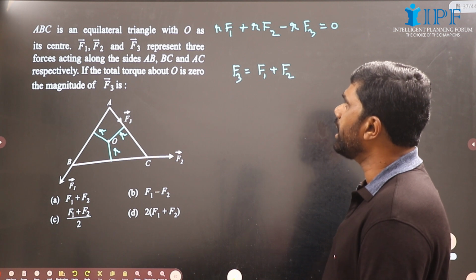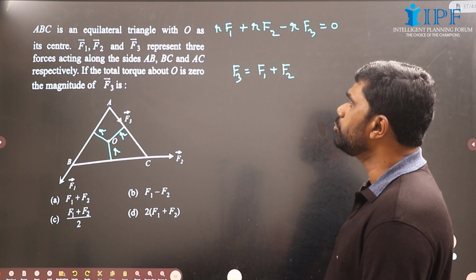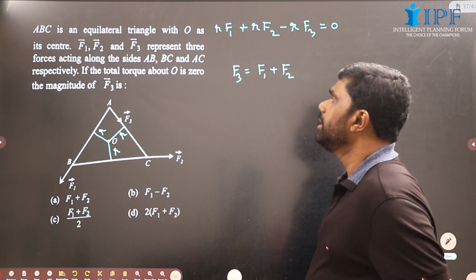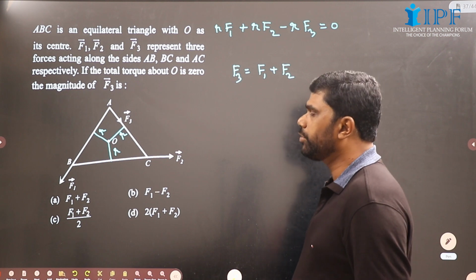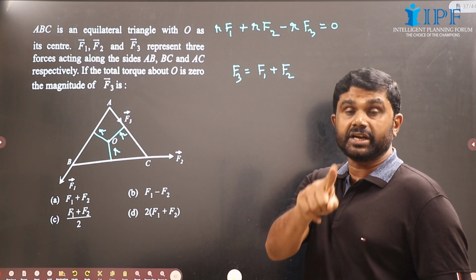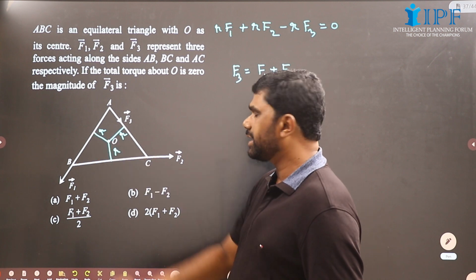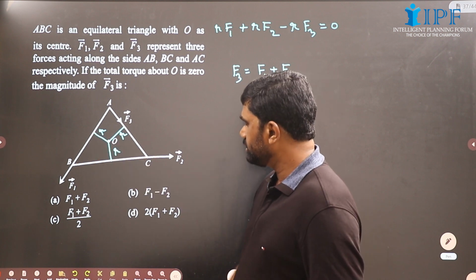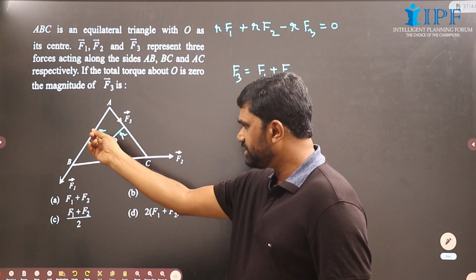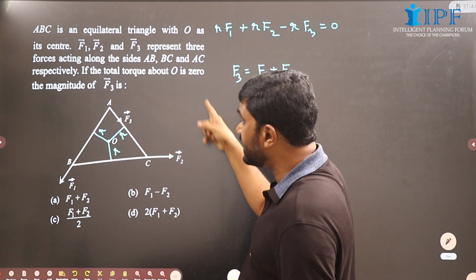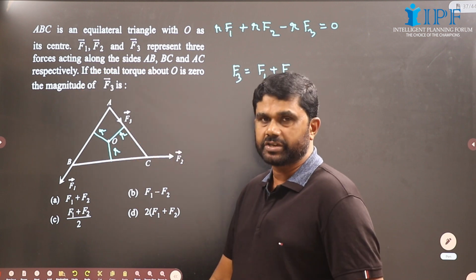ABC is an equilateral triangle with O as its center. F1, F2 and F3 represent three forces acting along the sides AB, BC and AC respectively. If the total torque about O is 0, the magnitude of F3 is. Total torque or turning effect about O is 0. Now suppose this is fixed at O, and this is the line along which F1 is acting. So if we fix at this point O and F1 is applied, it provides a counterclockwise turning effect. And F2 also provides a counterclockwise turning effect.